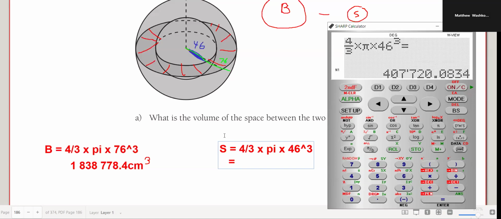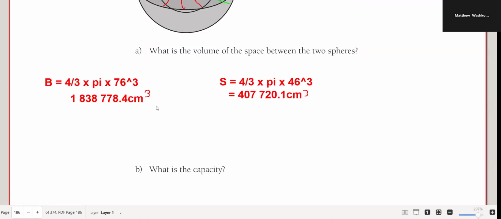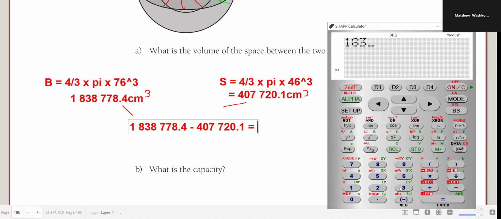And it's 407,720.1 cubic centimeters. So now my main formula here was the big circle minus the little circle. I got the big one, I got the little one. So all I got to do is write that in, right? 1,838,778.4 subtract 407,720.1. That's 1,431,000.